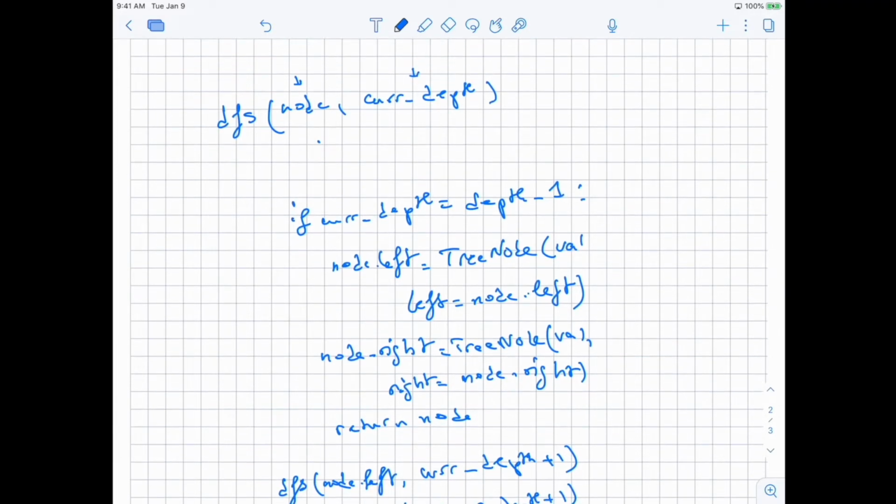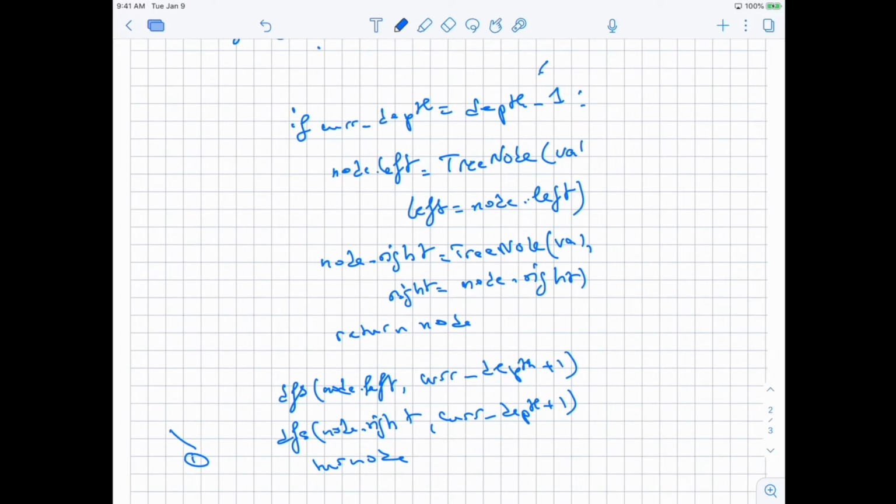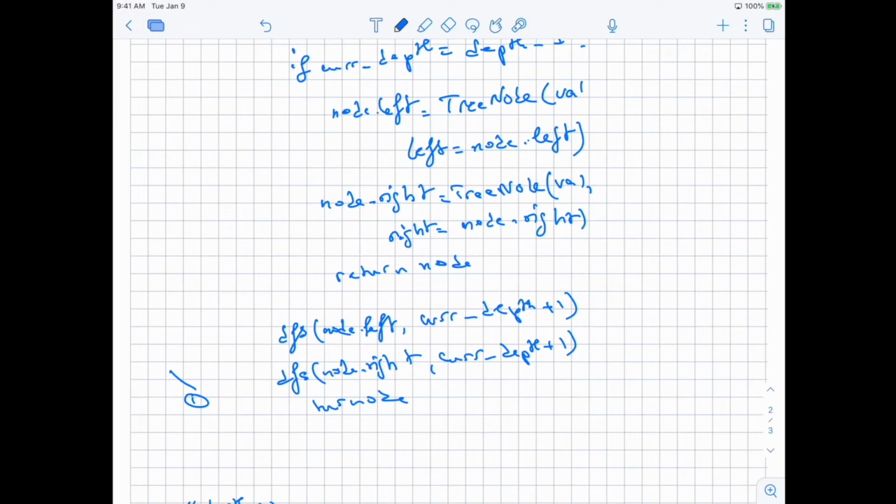But we also want to return node, right? Because we don't want to keep going, because as we go, the current depth increases, and this will never happen again. So we are done with this path, right? So that's why we return node here. But otherwise, if it's still smaller than depth minus 1, we want to continue recursing so that we can get to it. And so we traverse node.left and node.right, and each time we increase the depth by 1, right?